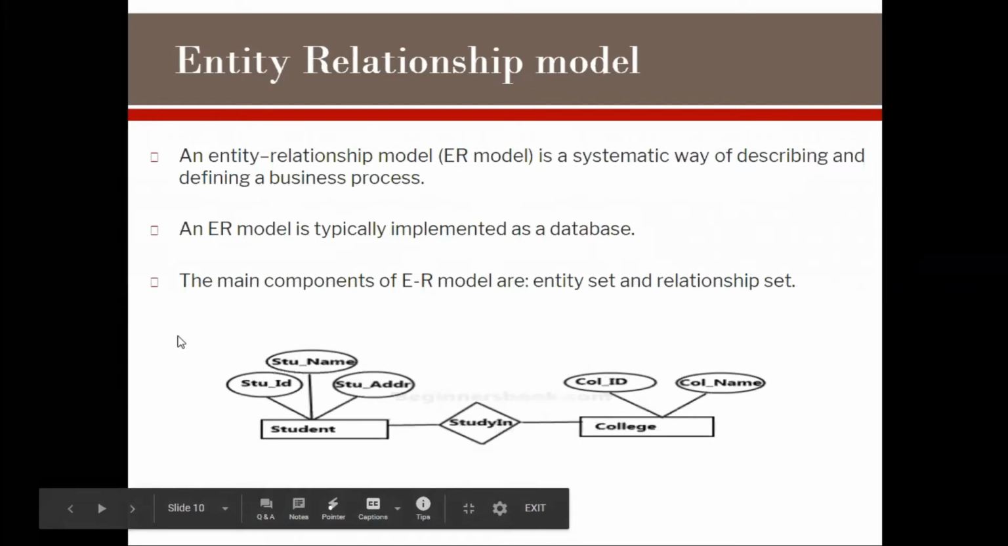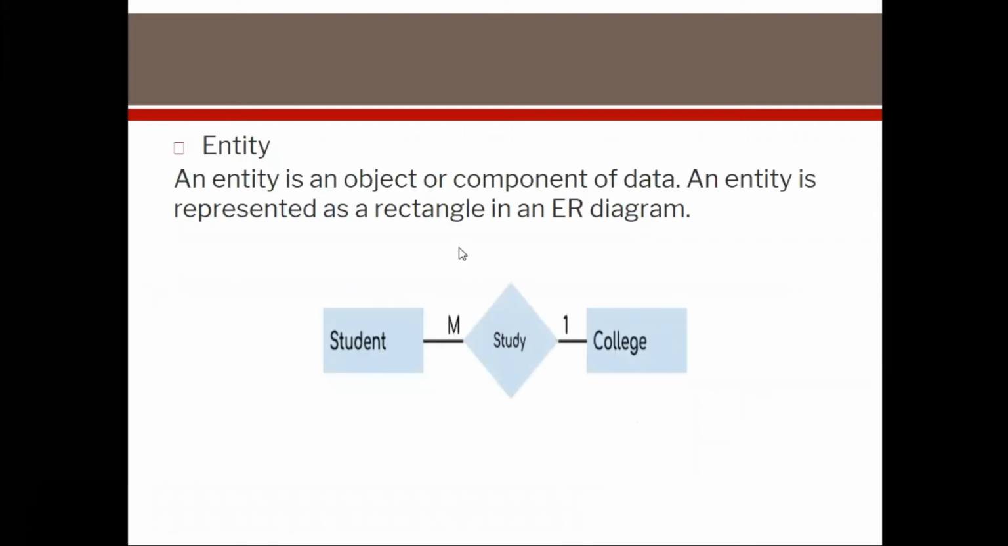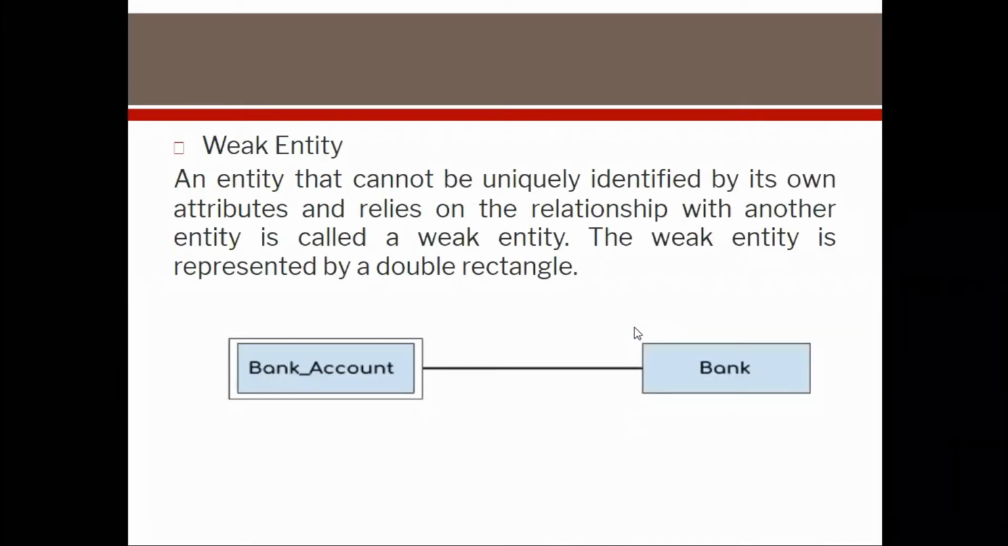So looking at this diagram, I could understand that my database has these two entities with these many attributes, and this is how they are associated or related. So this is about the entity that we just discussed. Entity could be any object or a component of data in which you have multiple attributes. And what this M and 1 mean, we'll look at in the cardinality part. And these are the relationships that have been shown.